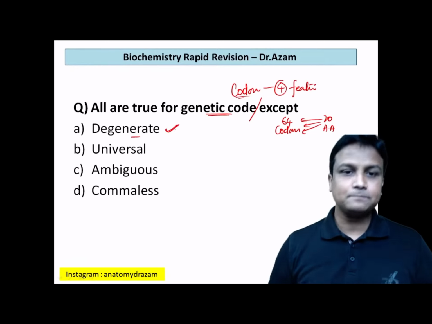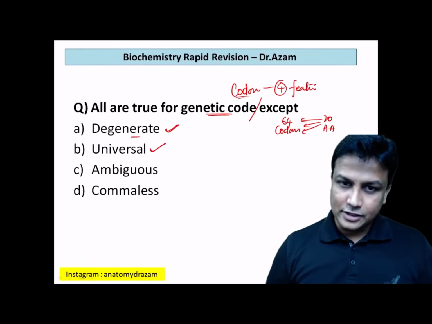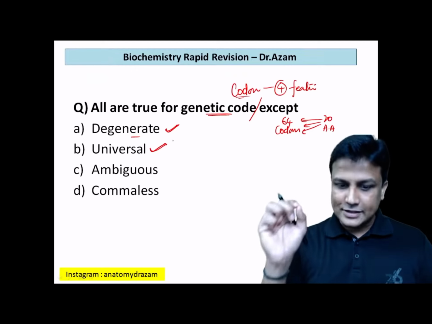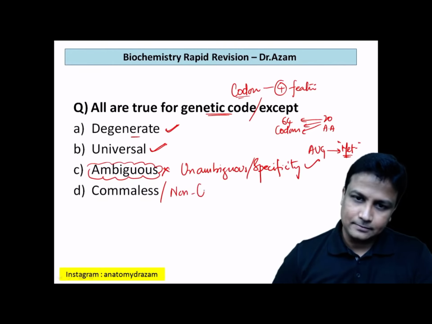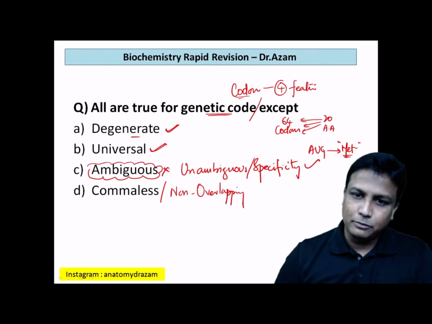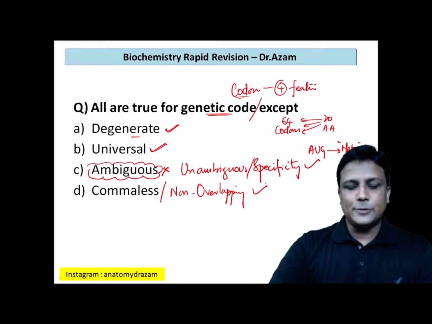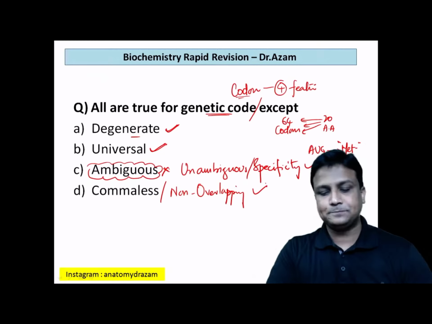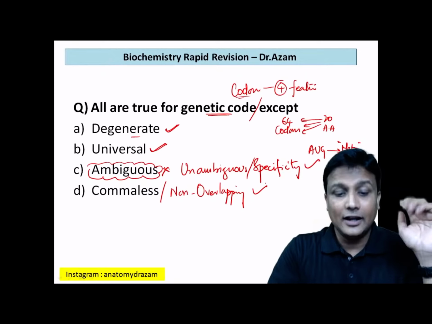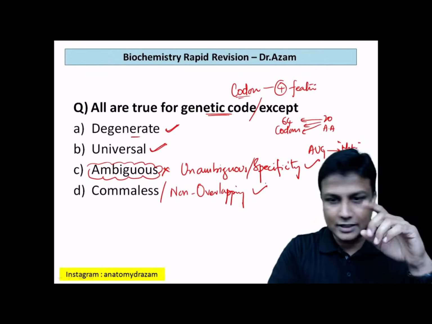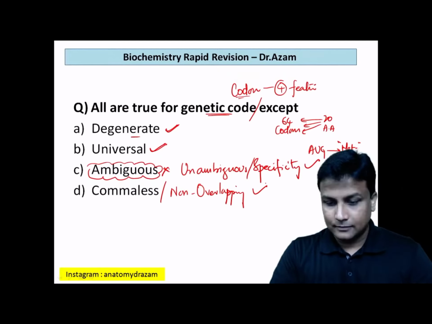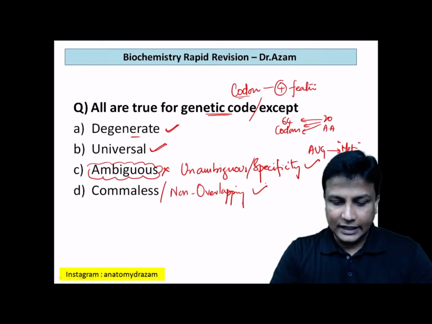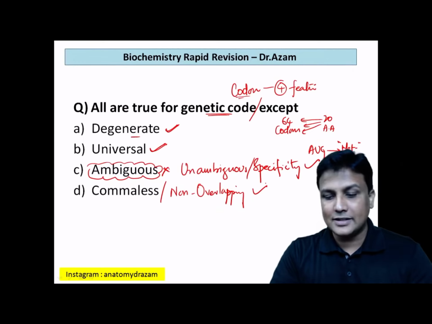Yes, correct. It is universal. The same codon will code for the same amino acid in every species. Commaless, and remember one more thing. So these are the important 4 features of the codon. In this question we have covered all these codons and their important properties. A codon is degenerate and it is universal. It is unambiguous, which is also known as specific. And then it is commaless and non-overlapping.